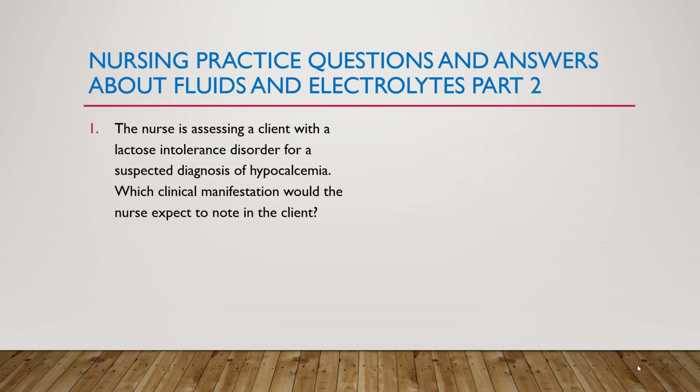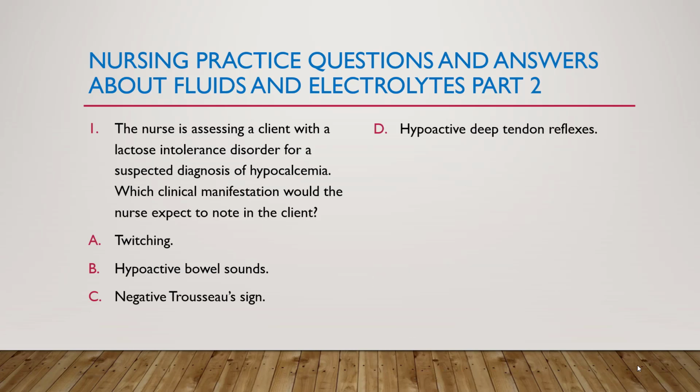So these are the options. Option A, twitching. Option B, hypoactive bowel sounds. Option C, negative trouser sign. Option D, hypoactive deep tendon reflexes. So the correct answer for this question is option A, twitching. Now let's move to the rationale.